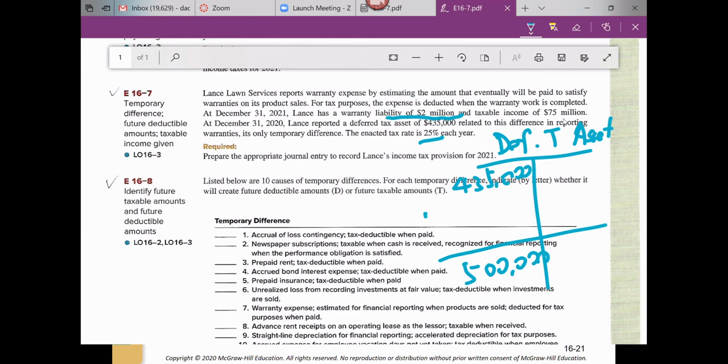So you need to what? You need to debit the differences, right? 65,000, okay? And then you can write a journal. You need to debit to this account. You need to credit income tax payable, right? Income tax payable. Okay. And income tax expenses will be the balance.